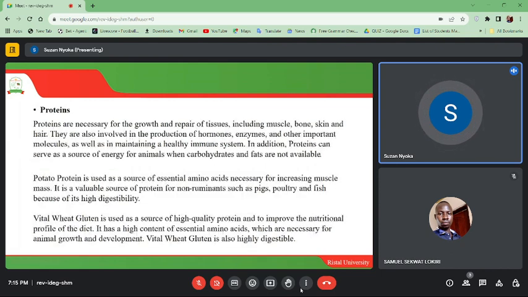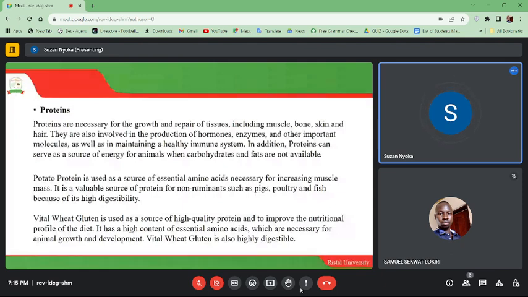And next is proteins. Protein is also an important nutrient, or additive, you need to consider when formulating foods. Proteins are necessary for the growth and repair of tissues, including muscle, bone, skin, and hair. They are also involved in the production of hormones, enzymes, and other important molecules, as well as in maintaining a healthy immune system. In addition, proteins can serve as a source of energy for animals when carbohydrates and fats are not available. Potato protein is used as a source of essential amino acids necessary for increasing muscle mass.